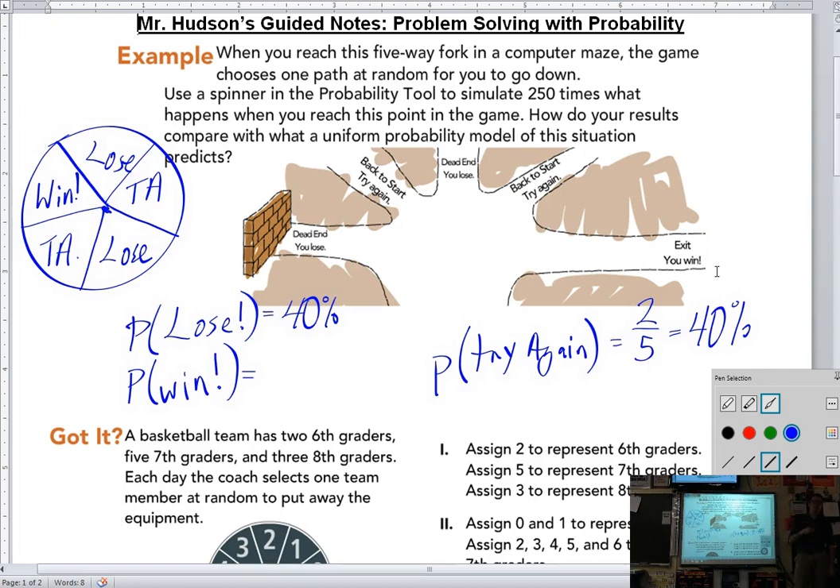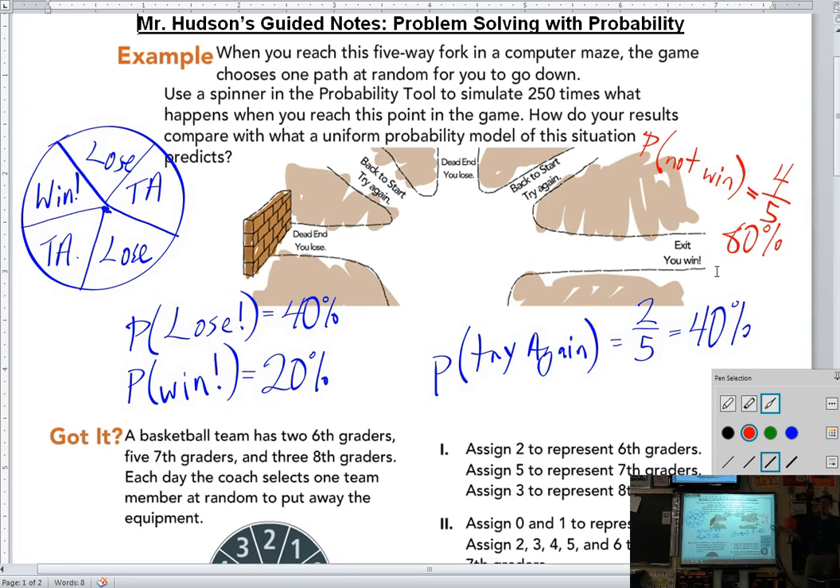So the probability of winning is really what's left over, or we can check the wedge and see that it's 1 out of 5, but really our probability of winning is 20%. So we could also say the probability of not winning, which would be a complementary situation, the inverse or the opposite of an occurrence. So if winning is 1 out of 5, my probability of not winning, yes, 4 out of 5, Jeremiah just said is 80%. So I have a 20% chance that I get to exit and I win.